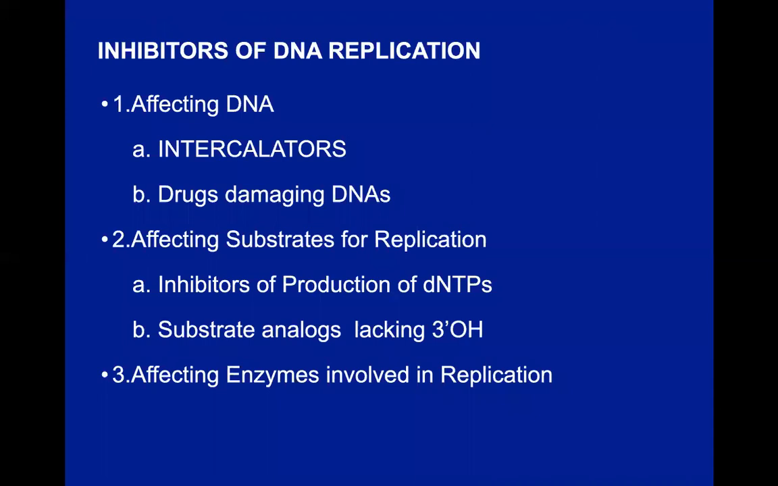So, inhibitors of DNA replication. There are three types. One is affecting DNA, which are intercalators and drugs damaging DNA. Then affecting the substrates for replication. Substrates are dNTPs, one of the substrates. So inhibitors of production of these. Then substrate analogs which lack the 3' hydroxyl also inhibit replication, because for DNA replication, a free 3' hydroxyl end should be there. Then affecting the enzymes which are involved in replication.